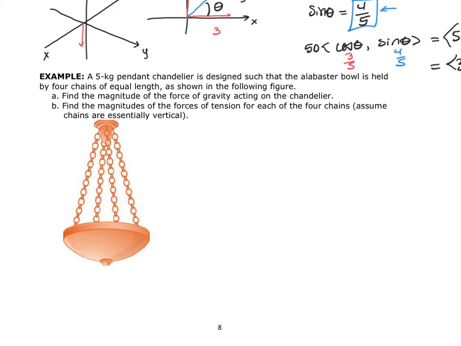Now, I have this 5 kilogram pendant chandelier, and it's designed such that the alabaster bowl, which is this thing down here, is held by 4 chains of equal length, and the assumption is that they're also at equal distance around the curvature or the outside rim of the bowl. We want to find the magnitude of the force of gravity acting on the chandelier, and then we want to find the magnitude of the tension force for each of the 4 chains. Assume the chains are essentially vertical. That's going to help us a little bit when we go to solve this.